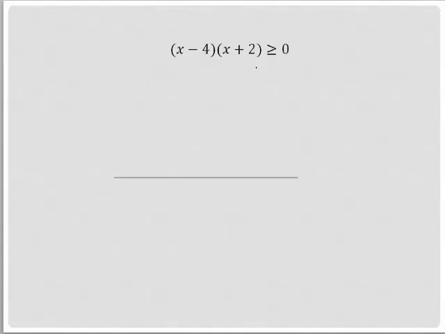So let's start with this equation, and if we set these equal to 0, so we have x minus 4 equals 0, then x equals 4. And we'll do the same thing on this side. Now we'll worry about this greater than in just a minute.